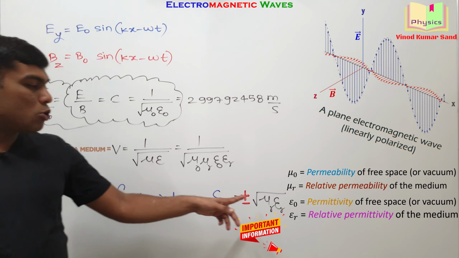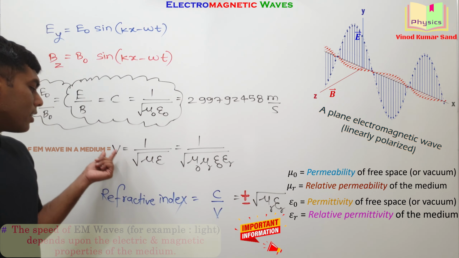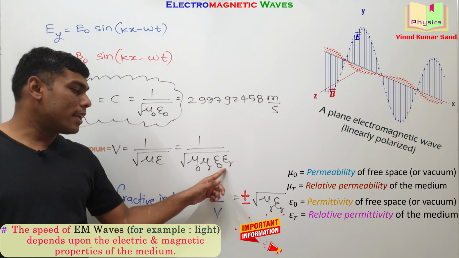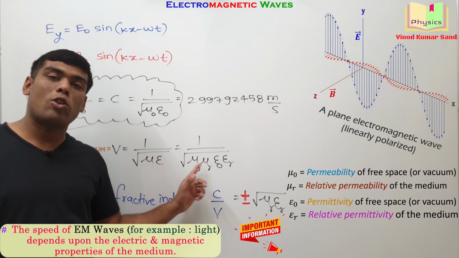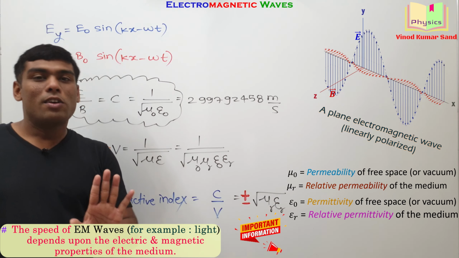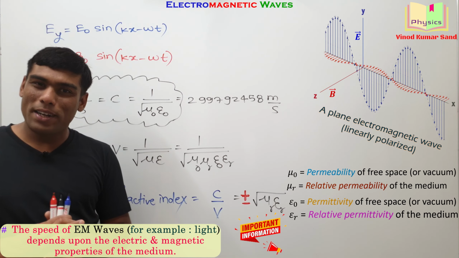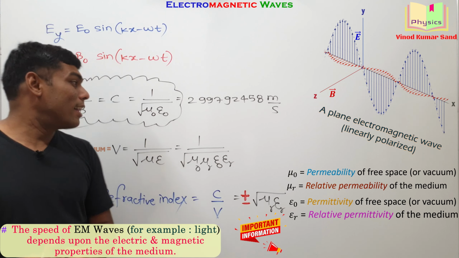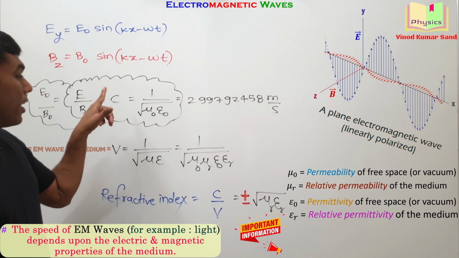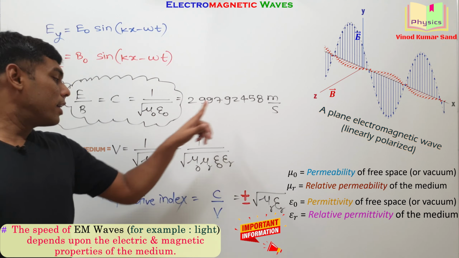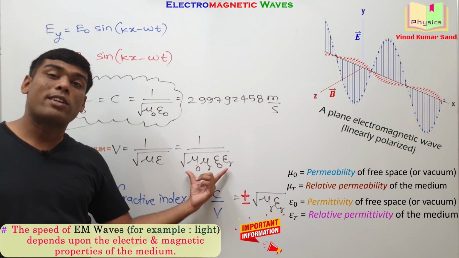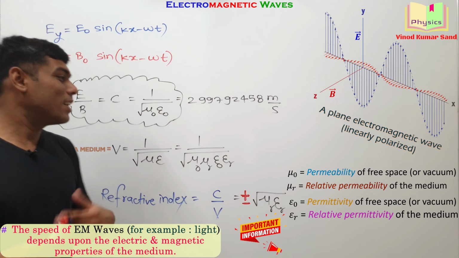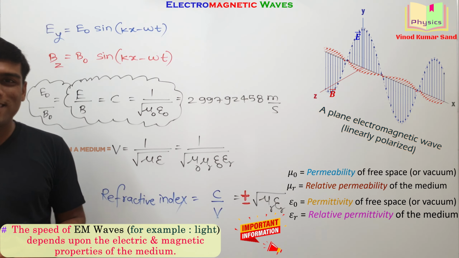And this formula gives you another interesting insight, that the speed of the propagation of the electromagnetic wave depends upon the electric and the magnetic properties of the material. For example, light is an electromagnetic wave. Now its speed will be different in the different material. Light, the electromagnetic wave, has the maximum speed in the vacuum. In the glass, the speed of the light will be less as compared to its speed in the vacuum. Got it? Note it down, then we'll go further.